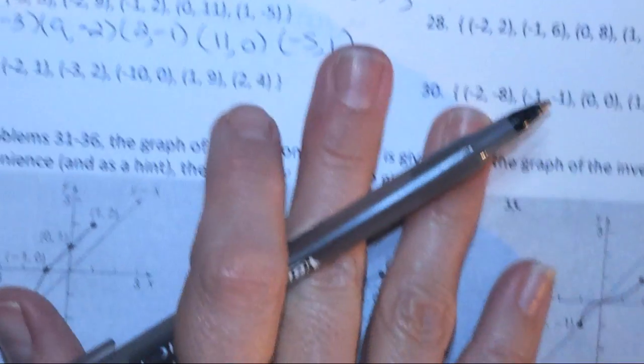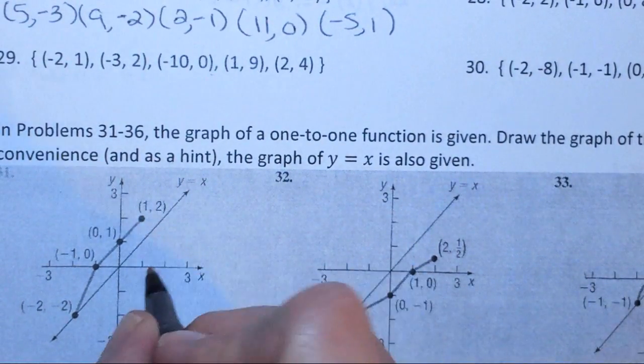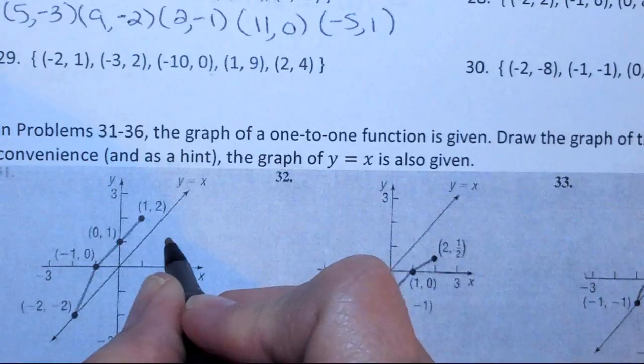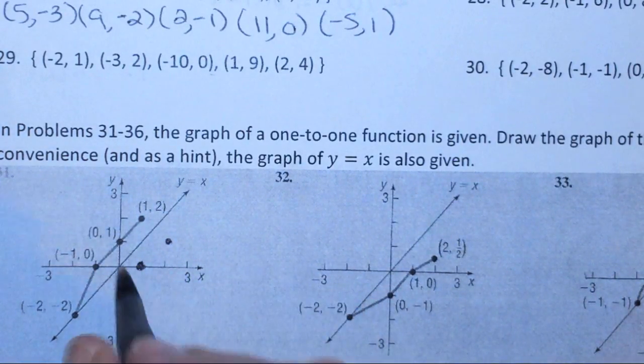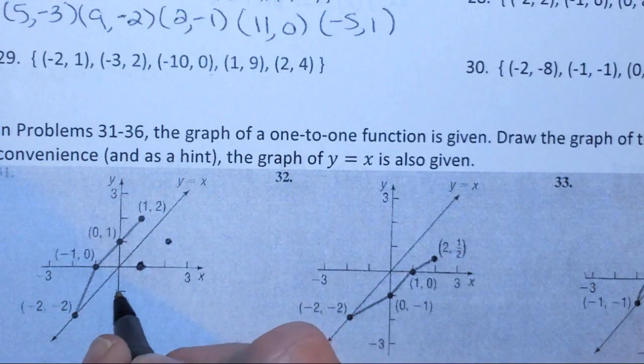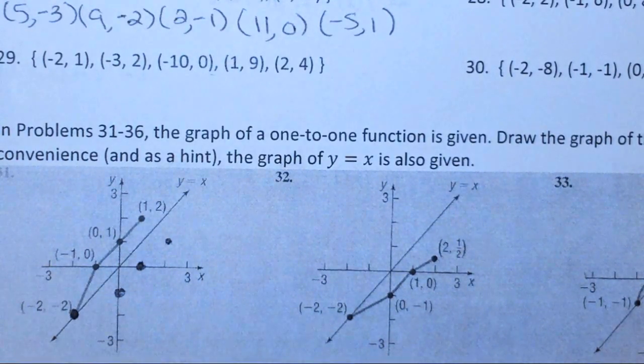On 31 through 33, they want me to graph the inverse. So I'm going to flip my points. 1, 2, I'm going to graph 2, 1. Where it says 0, 1, I'm going to graph 1, 0. Where it says negative 1, 0, I'm going to graph 0, negative 1. And negative 2 flipped is just negative 2, negative 2.